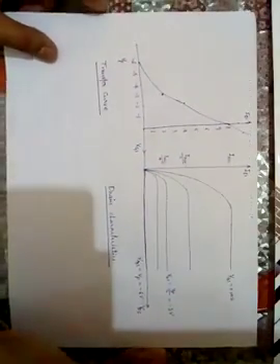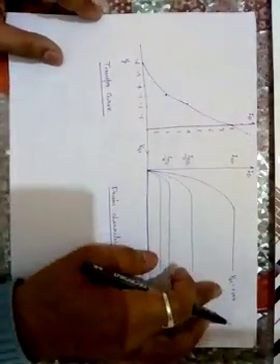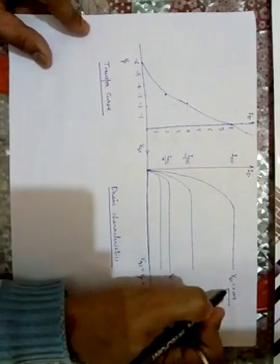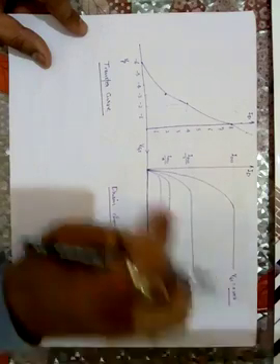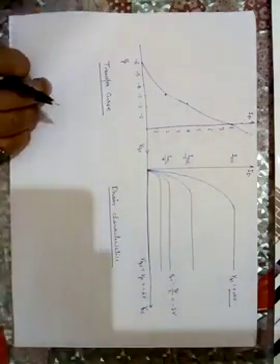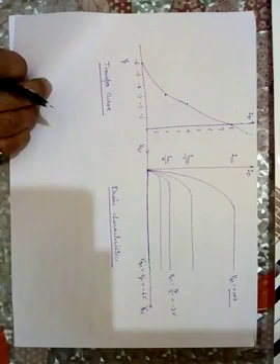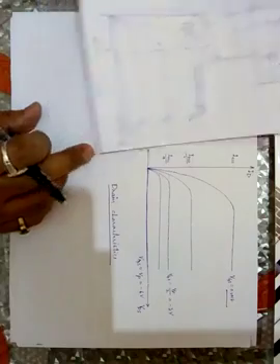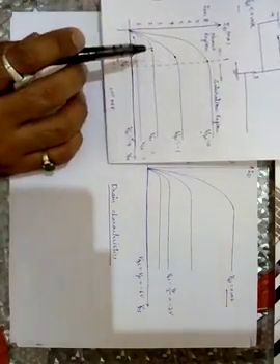So if I draw the one characteristic at VGS equal to 0, this is the most important, because this is the characteristic. At VGS equal to 0, it will behave like this. Just check whatever the JFET is here. In a JFET, the same as a depletion type MOSFET. See this. This is a JFET characteristic.